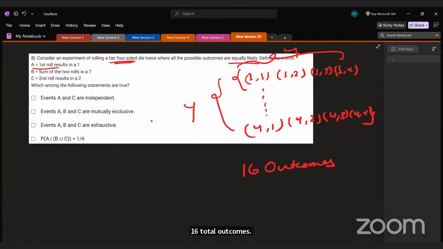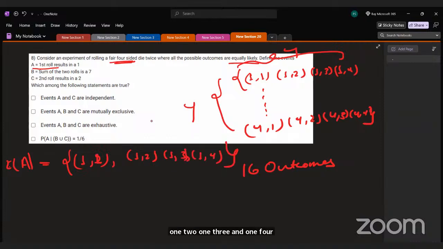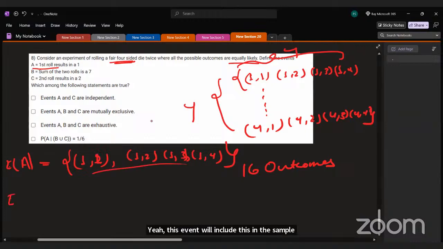Now they're saying the event A: first roll results in 1. So it will include all these possibilities: 1,1; 1,2; 1,3; and 1,4. This event will include these in its sample space. Then event B: sum of two rolls is 7. So it will be 3,4 or 4,3.